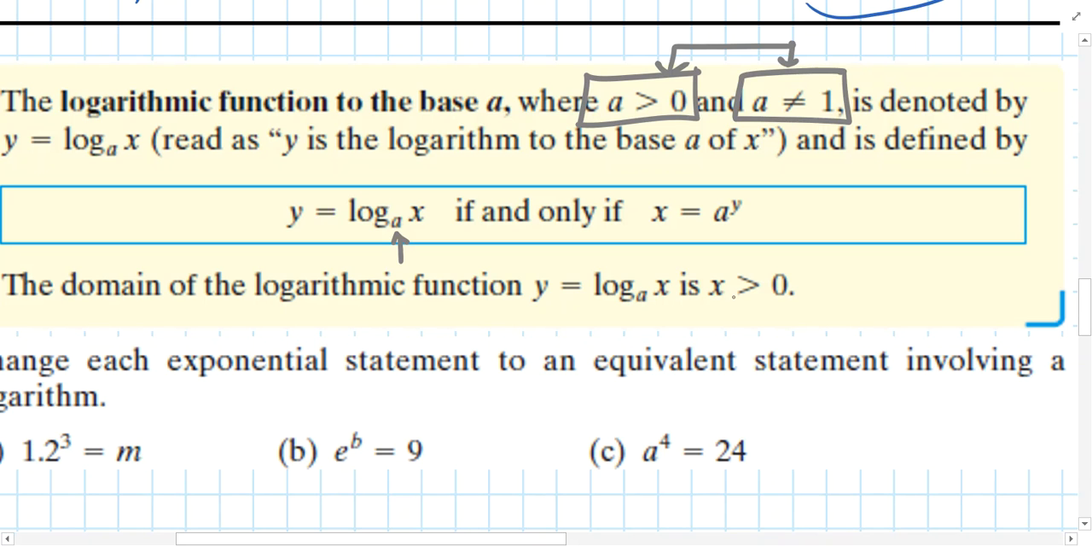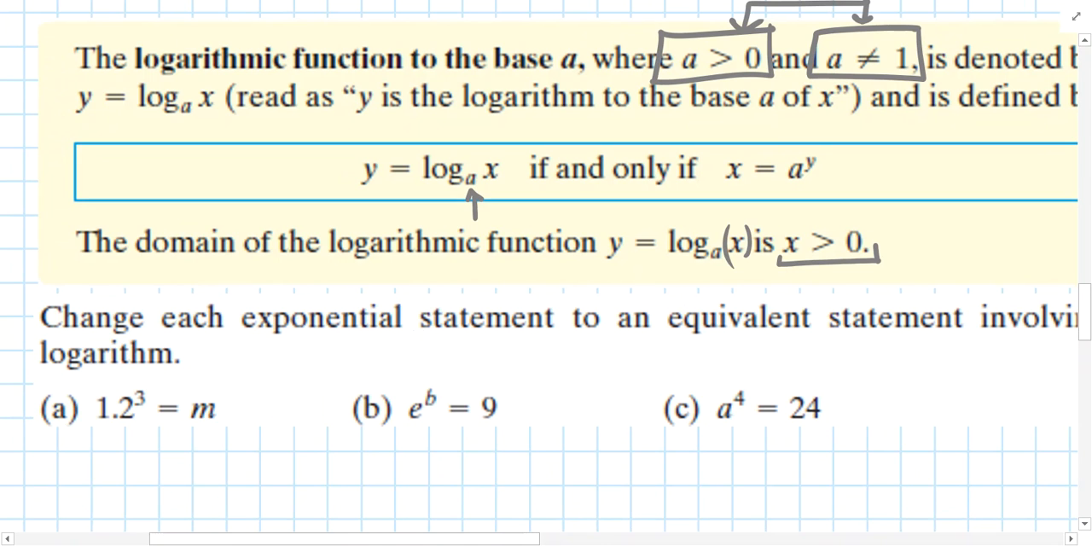Additionally, this note goes on to point out that x, the argument, we sometimes call it the input of the logarithm, must also be positive. The domain of the logarithmic function only works with positive x values.